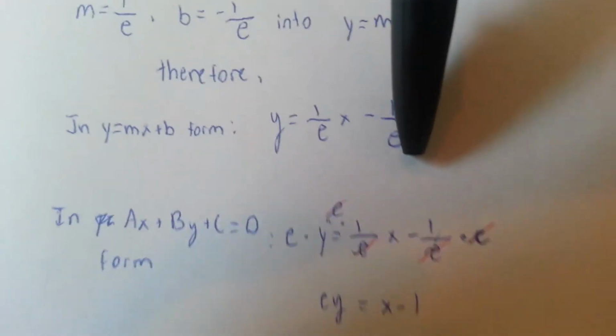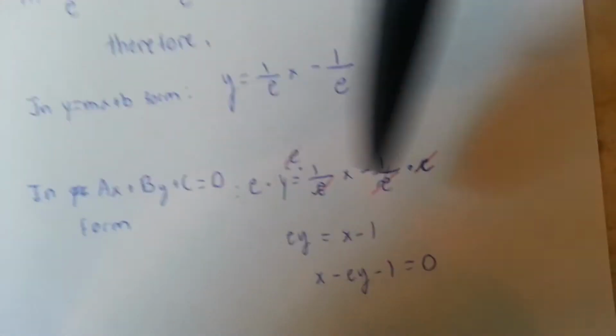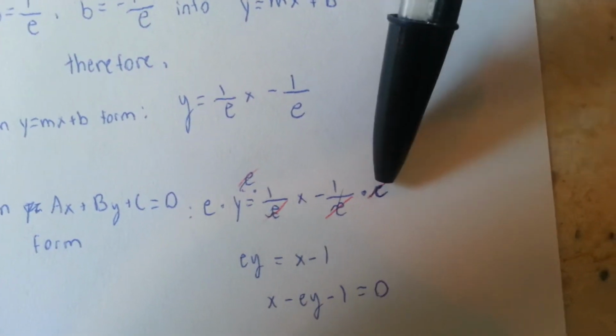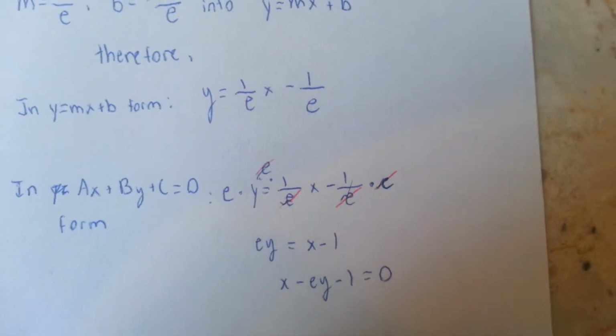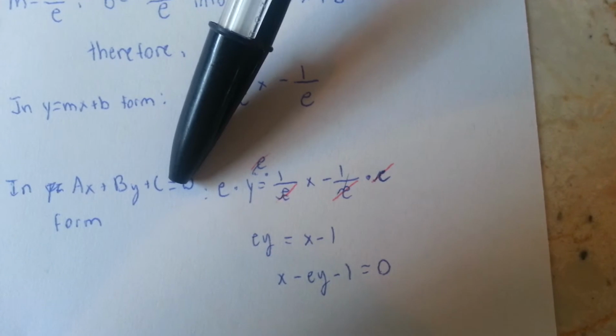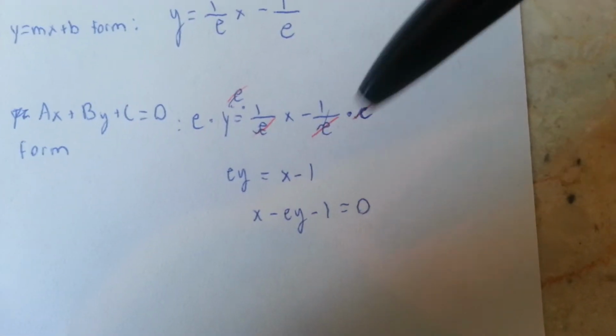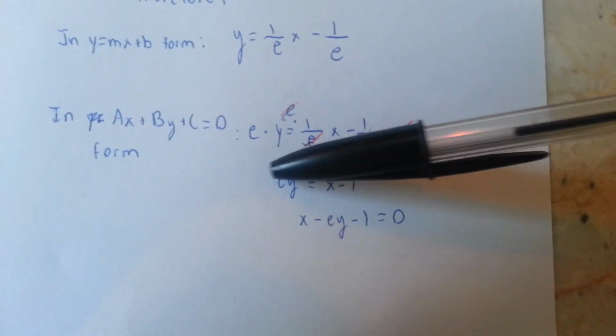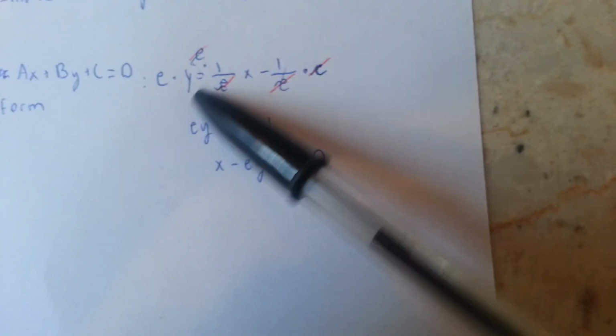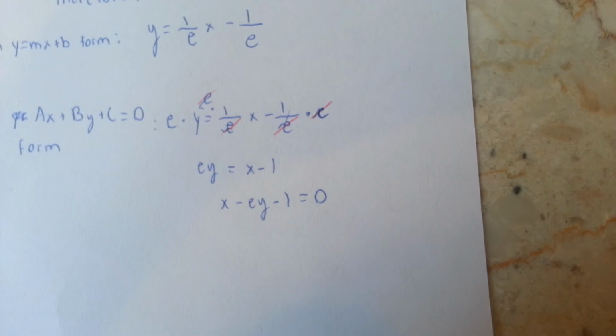over e. Or if we want to put it into this form, ax plus by plus c, we have to multiply the denominator to get rid of it. So what we do to this side, we do to the other side. So I got ey is equal to x minus 1. We move this to the other side, we obviously have to change the sign, and then I got x minus ey minus 1 is equal to 0.